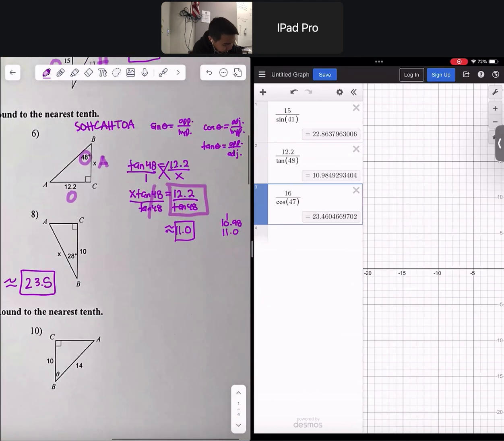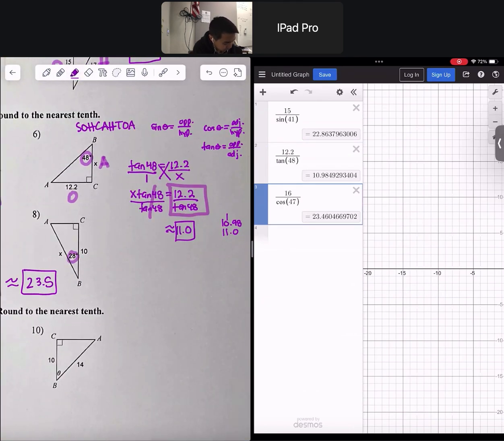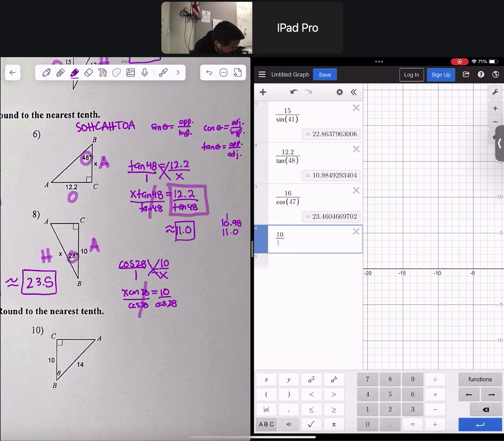Okay, number 8. We have this angle. So adjacent, this is hypotenuse, in the perspective of that angle. So it's another cosine. Cosine of 28 equals adjacent over hypotenuse. Put this over 1, and you cross multiply. X cosine 28 equals 10, and then divide both sides by cosine 28. Cancels. So 10 divided by cosine 28, we get 11.3.